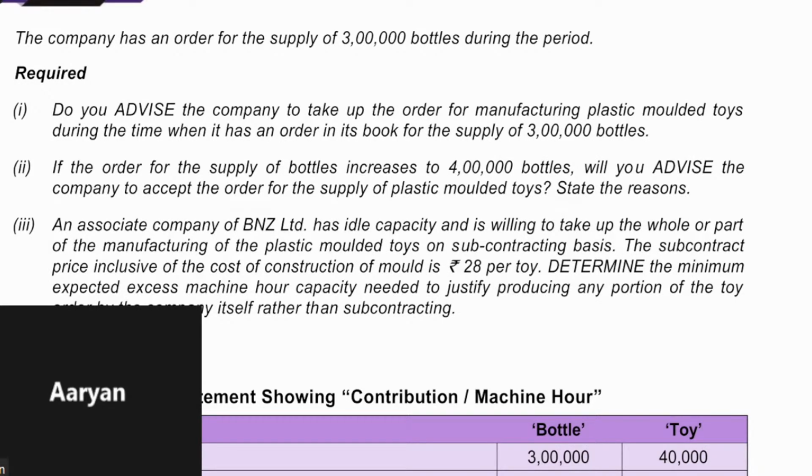No, beta, Pradeep, additional machine hours are not available in the question, so we cannot assume on our own that additional hours can be arranged. Never, beta.